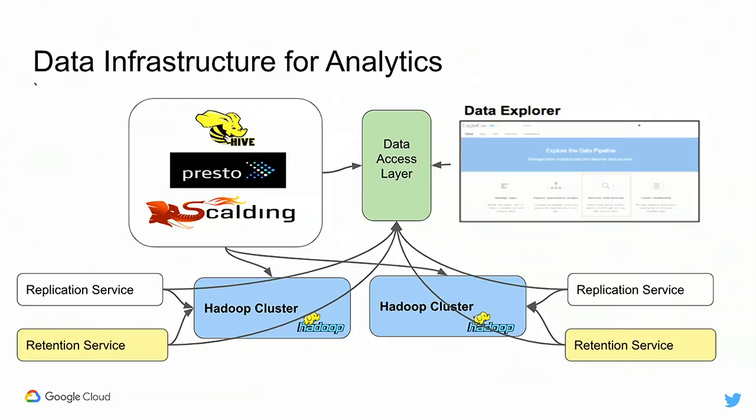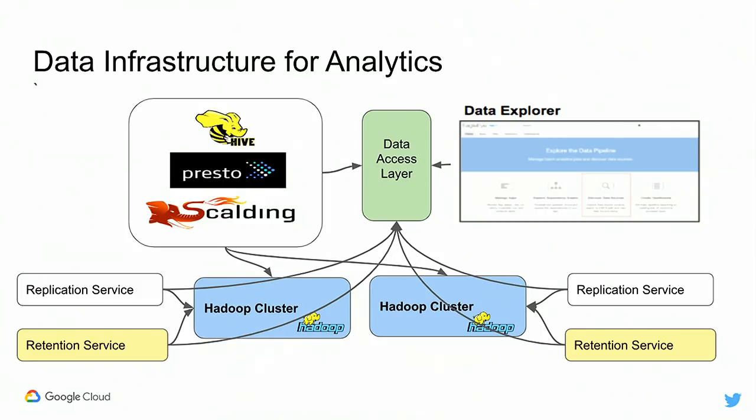So they interact with a system called DAL, or Data Access Layer, which is our metadata service. The DAL has information on all the data sets and the hourly partitions associated with each data set. Whenever a replication service copies a new data set, the DAL is again updated.